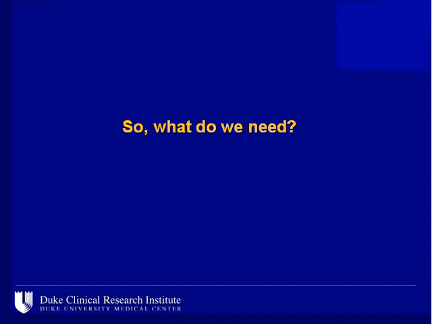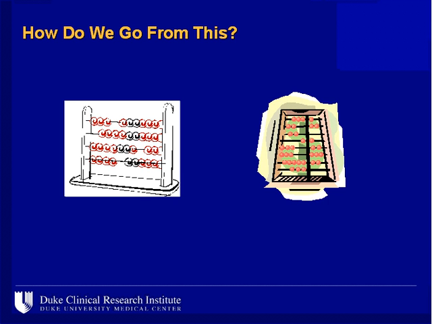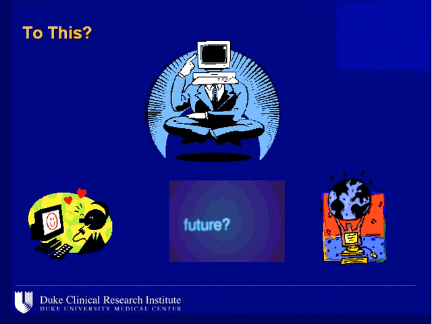So this being the current state of things, what is it we need? Where do we need to go? How do we go from this, which the abacus is a bit of an extreme analogy, to this, which is a clip art slap happy analogy, basically an enlightened futuristic nirvana of statistical reporting? So how do we get there?